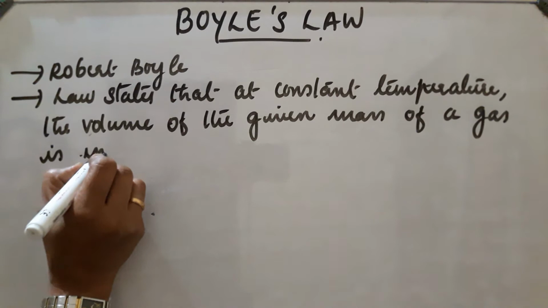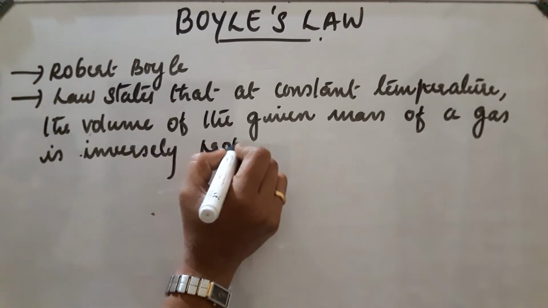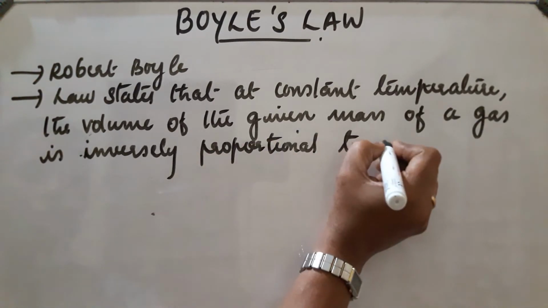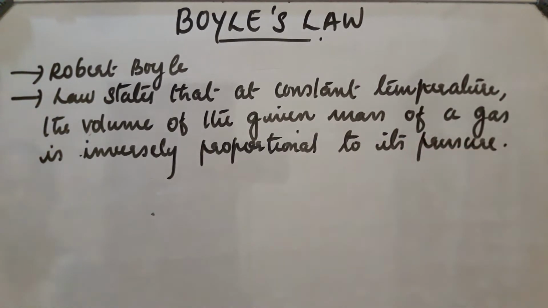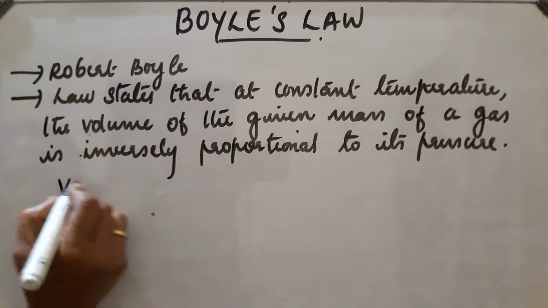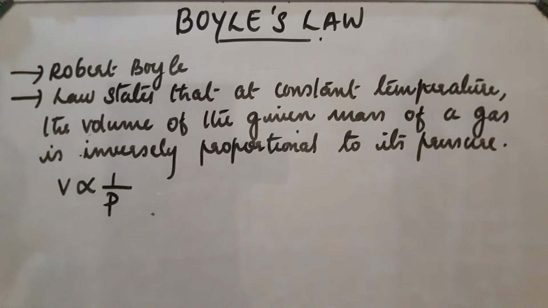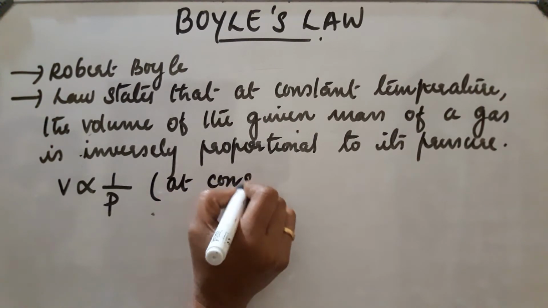Okay, is inversely proportional to its pressure. This law is called Boyle's law. Now, mathematically we can represent this as V is inversely proportional to pressure. So, V is inversely proportional to pressure at constant temperature for a given mass of a gas.